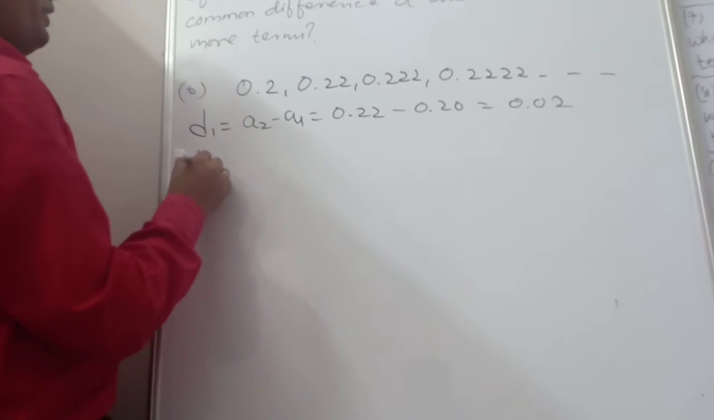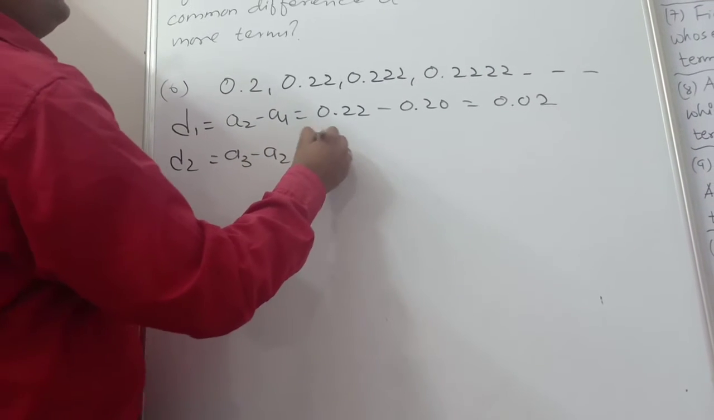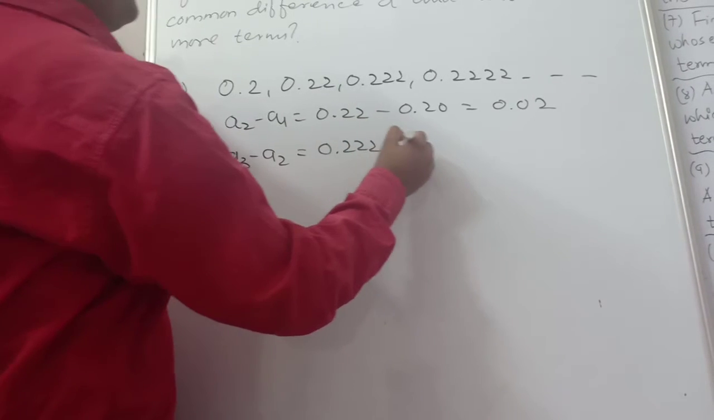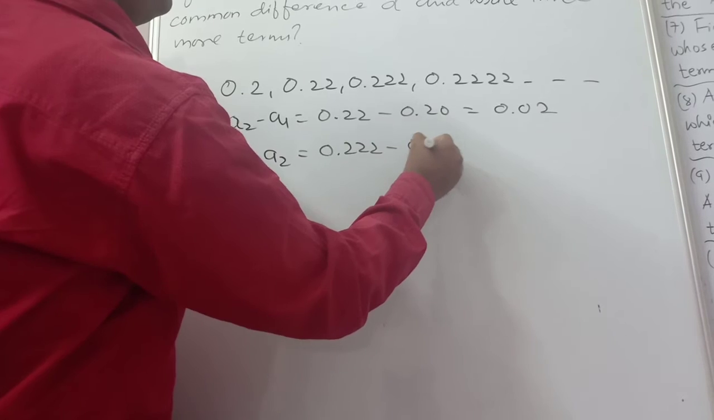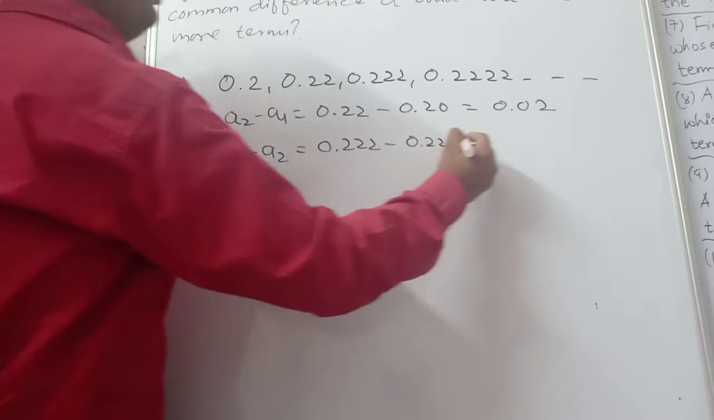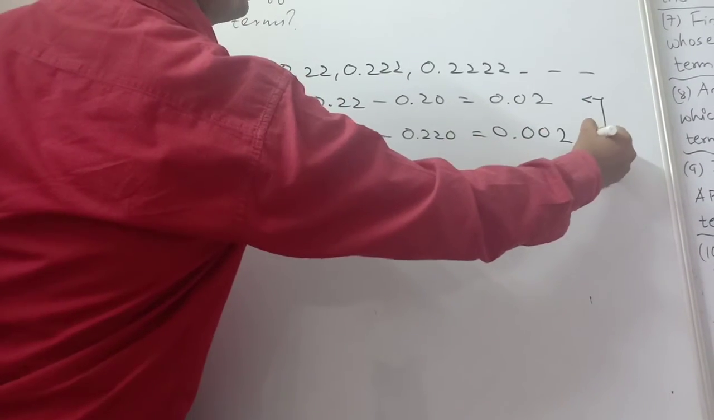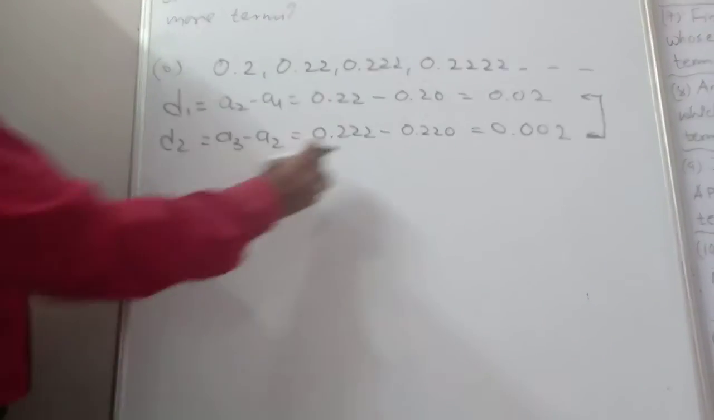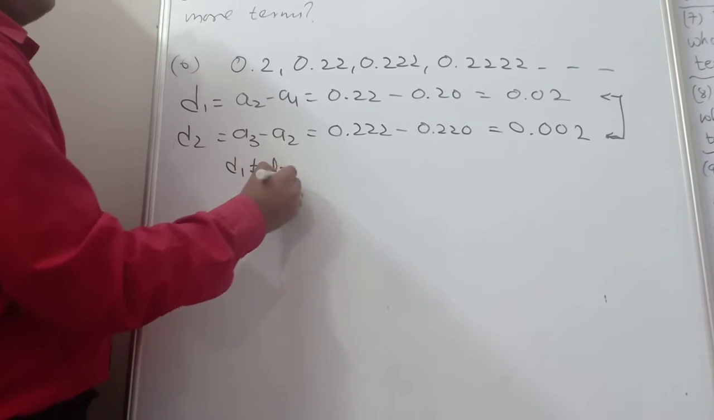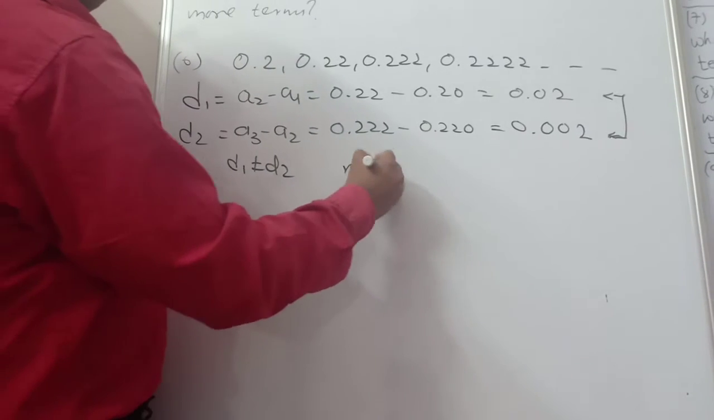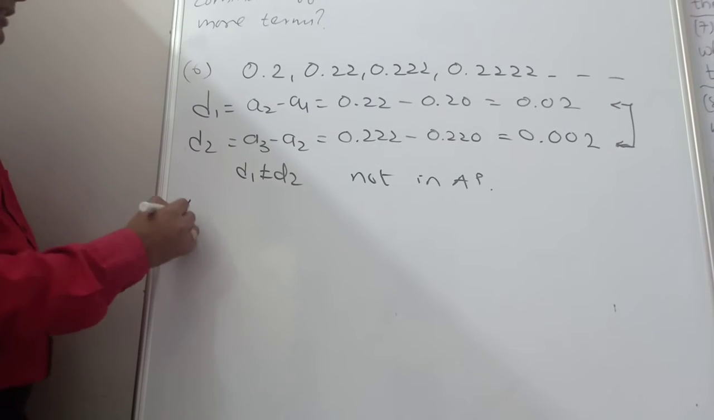Now D2 is equal to A3 minus A2. A3 means 0.222 minus the second term, so 0.22, and we get 0.002. So the differences are clearly not the same, right? 0.02 and 0.002. So here the differences are not equal, so it is not in AP. Clear?